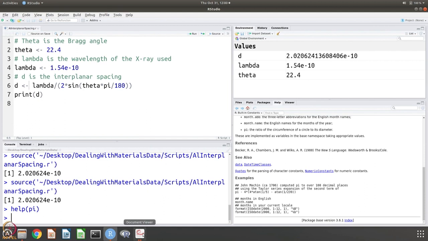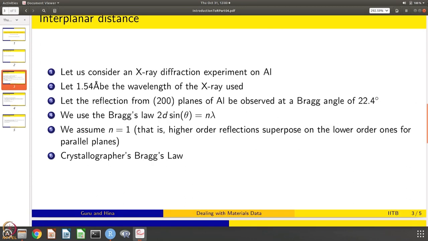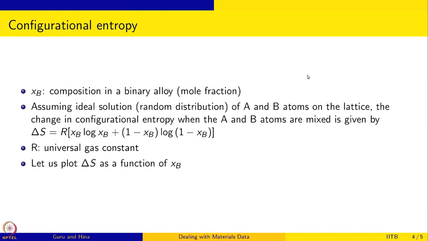So this is the first problem. Let us go to the next problem. The next problem that we want to solve is as follows. Let us consider the composition in a binary alloy given by the variable XB, and that is the mole fraction of the B atoms.